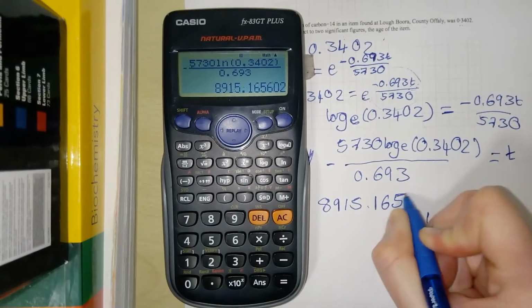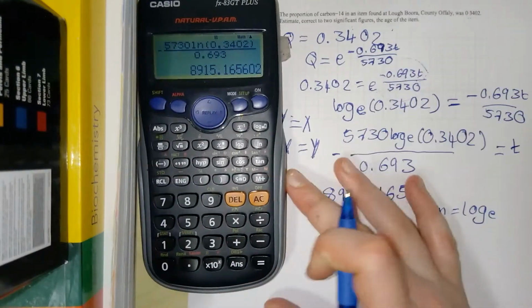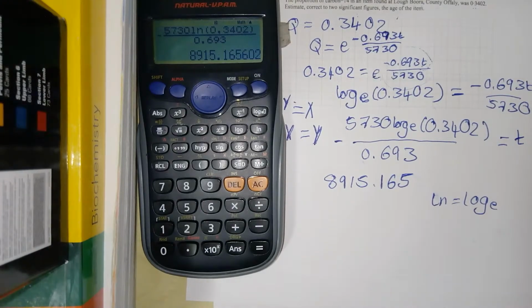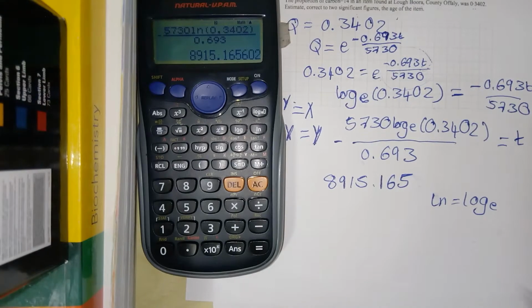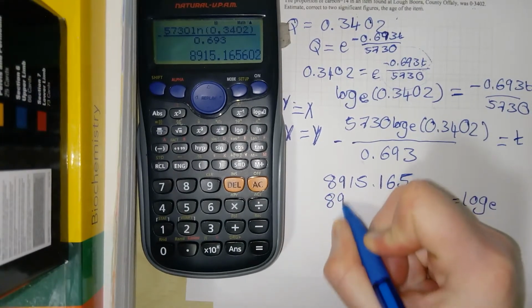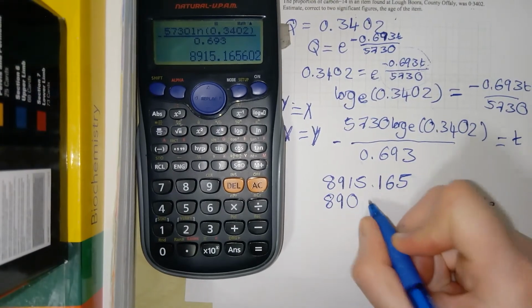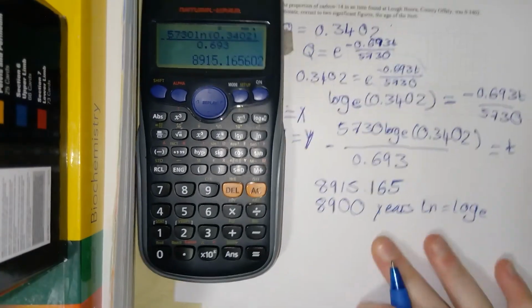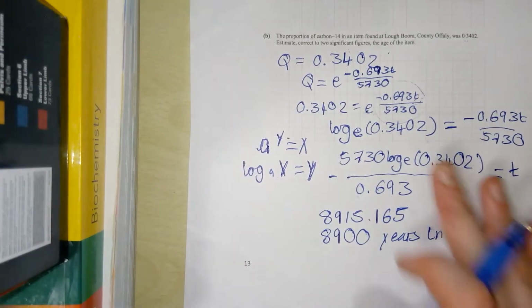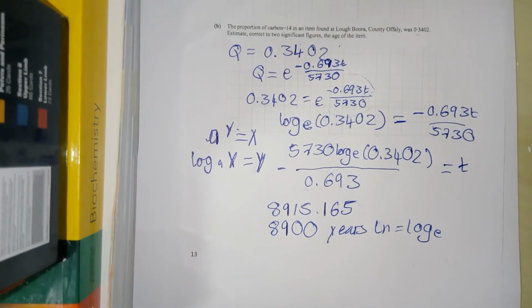So we get 8915.165. We're asked to round to two significant figures, so that's a number other than 0. The first significant figure is this, the second is this. Rounding to two significant figures, it will be 8,900 years. So that is the estimation of the age of the item.